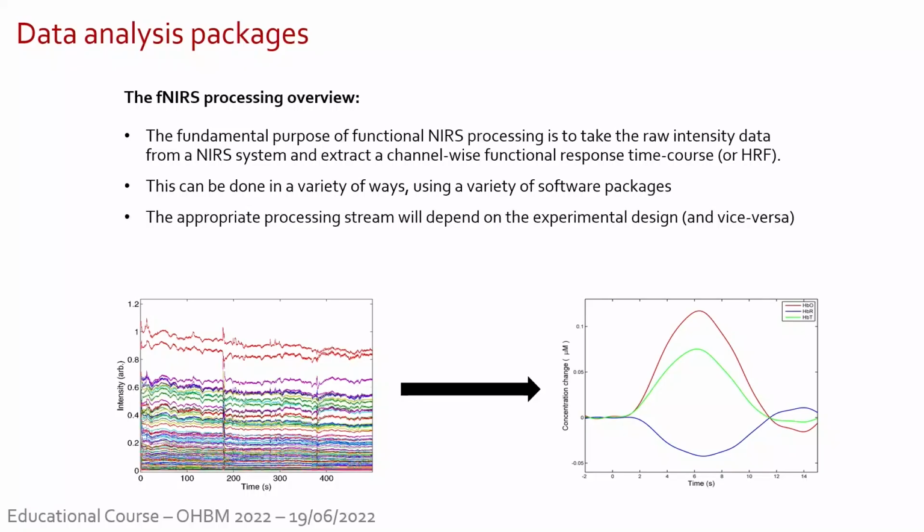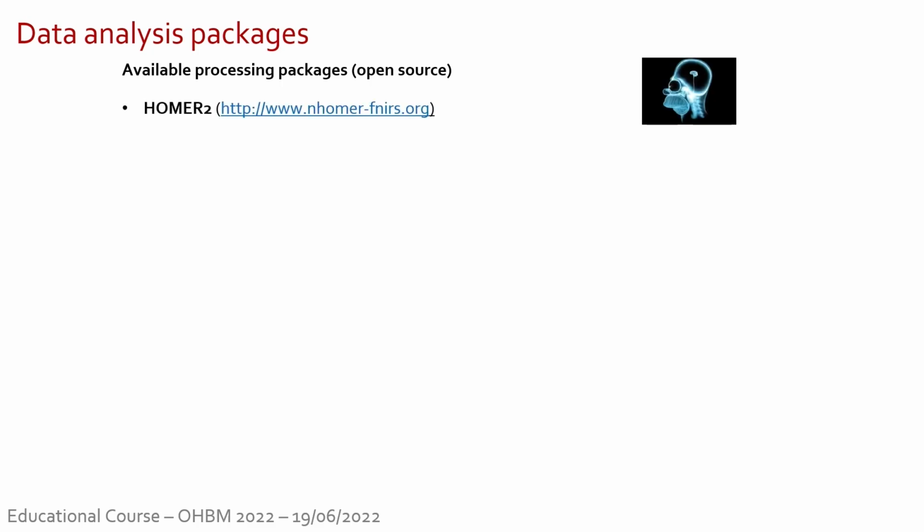And of course, the appropriate processing stream will depend on the experimental design, so we're not going to talk too much about that because it depends very much on what you're collecting. So here I'm going to go through some of the most used available processing packages. The first one that I'm going to talk about is Homer.